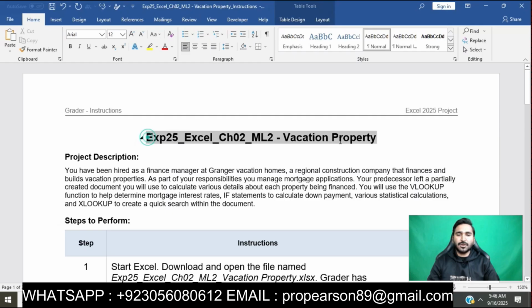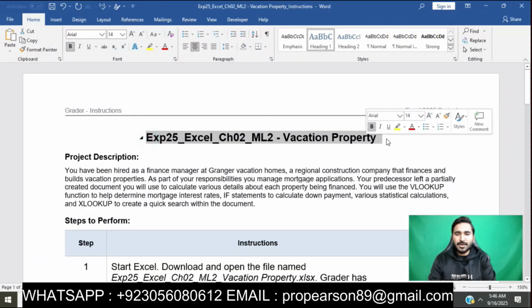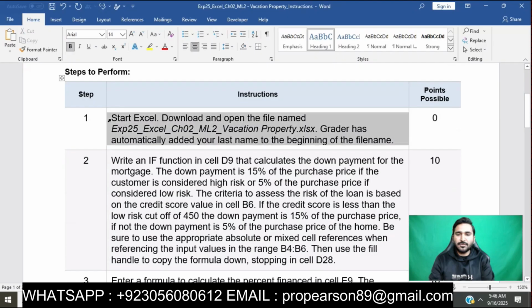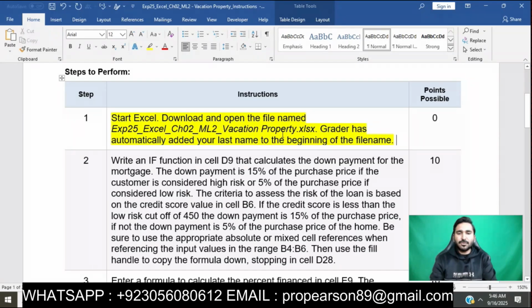Now I am going to start my assignment and solve it step by step. The title of the assignment is XP25 Excel Chapter 2 ML2 Vacation Property. This is the 25th session of this Excel. Start Excel, download and open the file named XP25 Excel Chapter 2 ML2 Vacation Property XLS. Grader has automatically added your last name to the beginning of the file name.